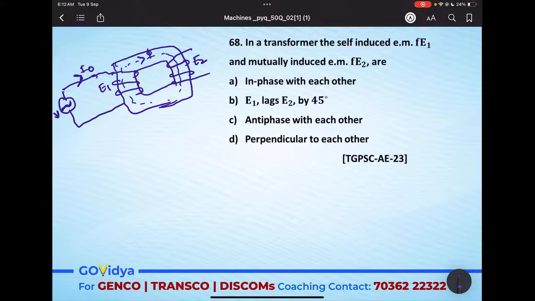If you see the phasor diagram relation, first take the voltage phasor, the applied voltage. The flux developed in the core will be 90 degrees lagging. This is from Lenz's law.